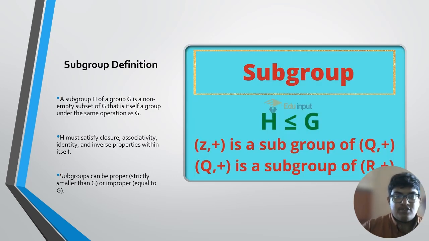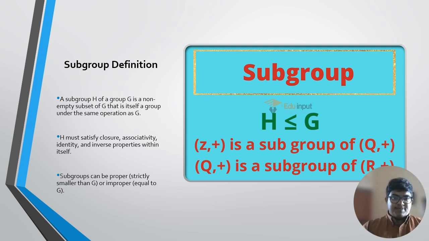So you understood that, right? A group is something that follows the closure property, associative property, identity property, and inverse property. If these four are satisfied, then it's called a group. Now the subgroup definition. A subgroup H of another group G is a non-empty subset of G, meaning it's not empty, and that itself is a group under the main operation.